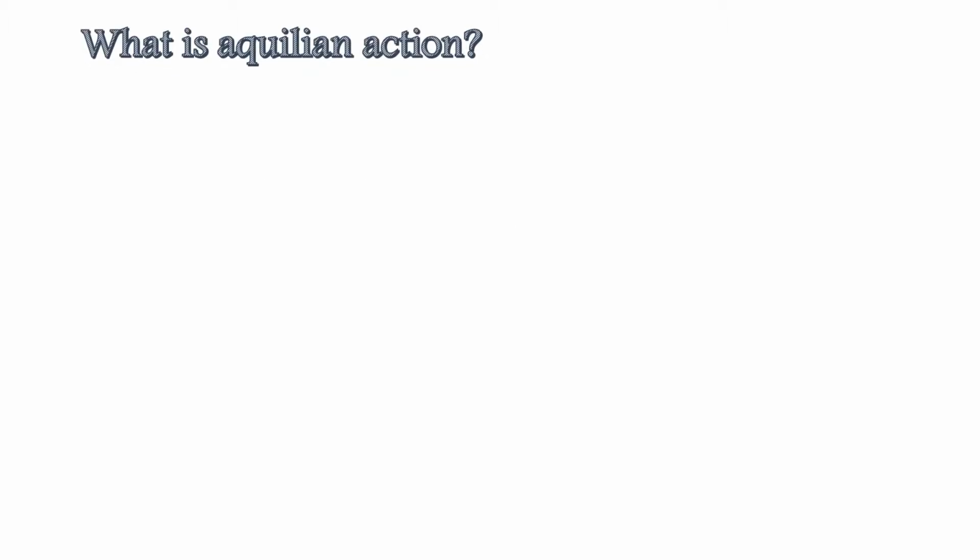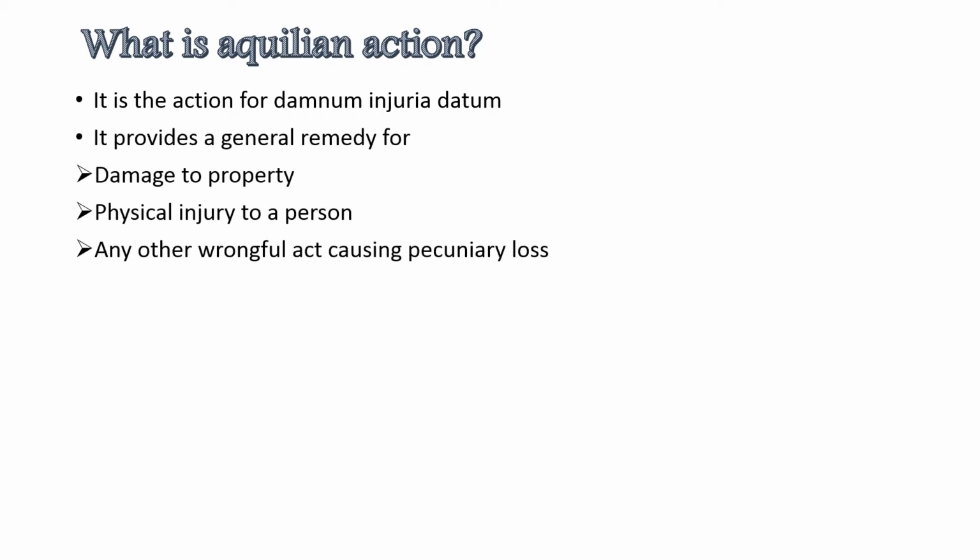So, what is an Aquilian action? It is the action for damnum injuria datum, and it provides a general remedy for damage to property, physical injury to a person, and any other wrongful act causing pecuniary loss. This means if a person has suffered damage to property, or he has been physically injured, or he has suffered pecuniary loss, that means financial loss, because of negligence of the defendant, then his remedy lies in an Aquilian action.